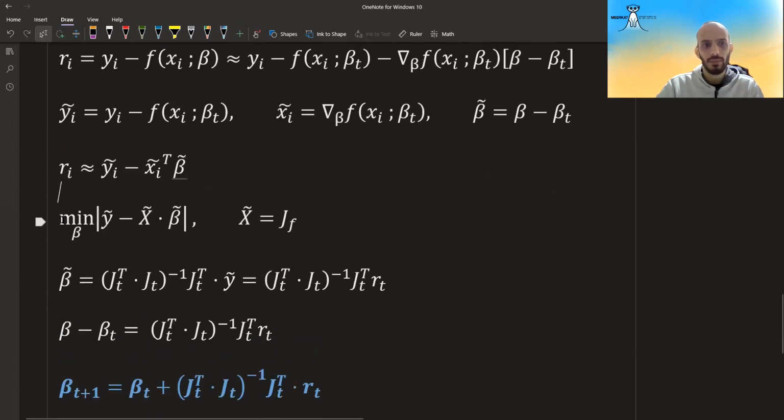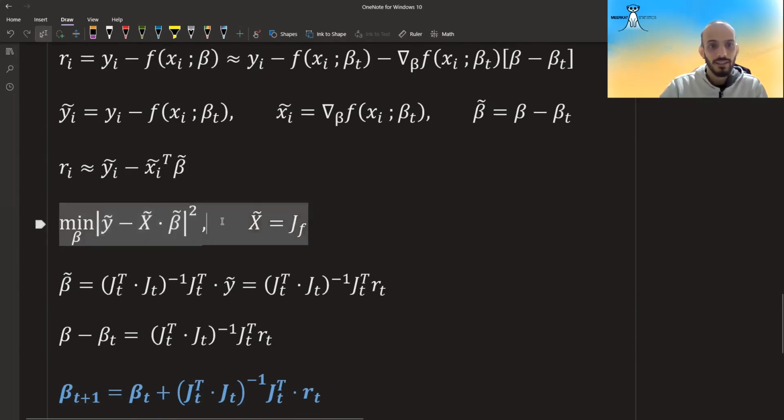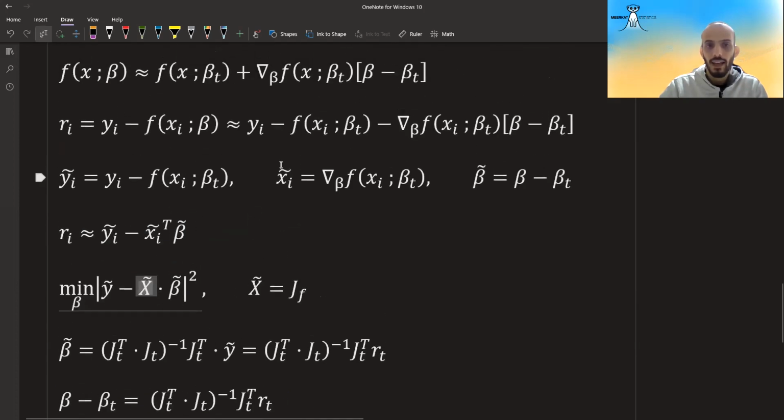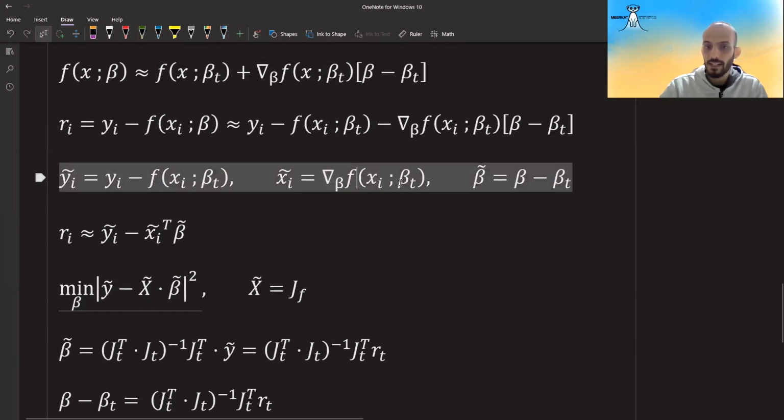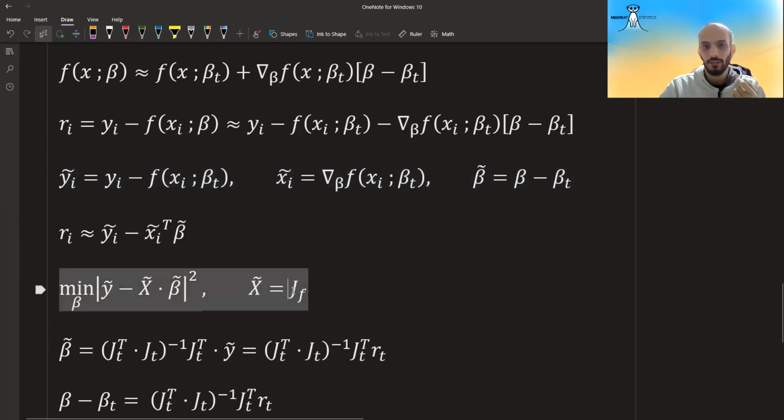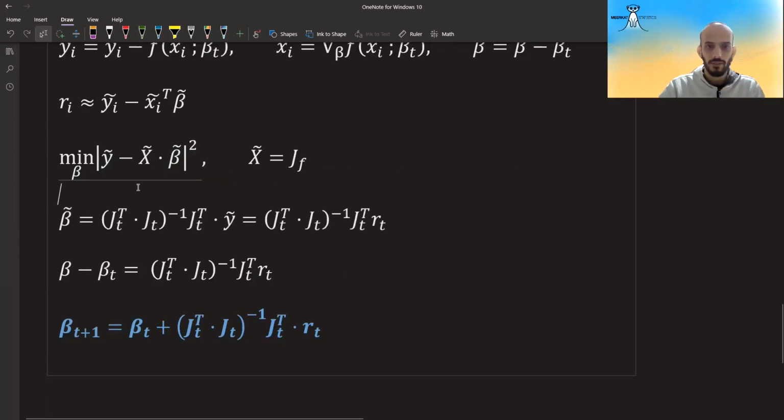Okay, so what we want to do is minimize this function, the second norm squared. And what is x in this case? Well, the xi's were the derivative of f of xi with regards to all of the parameters, all of the coefficients. So x is just our Jacobian matrix from before. We already know how to solve ordinary least squares, and the solution for the betas is just this expression over here, because we replace x with this Jacobian matrix.